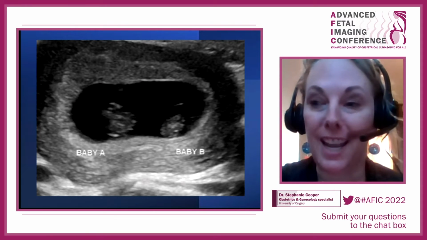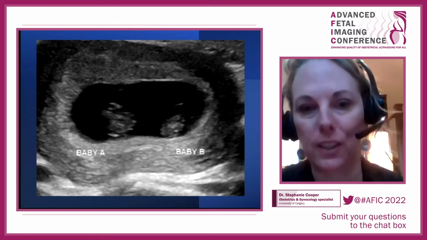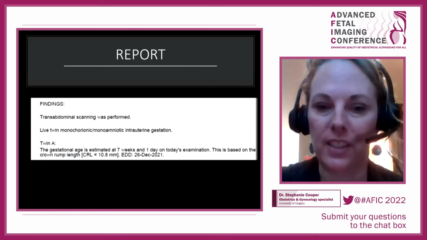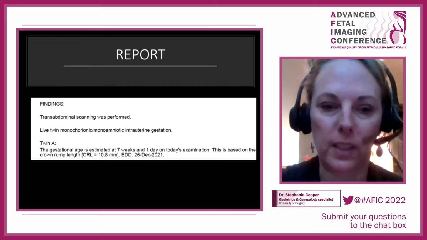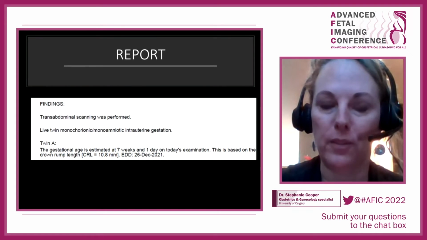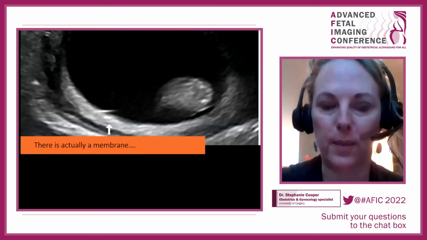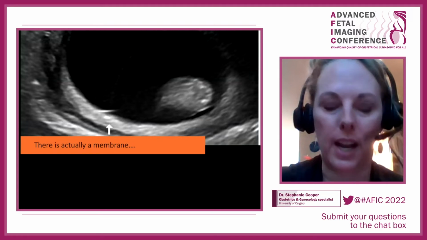They say A and B, and again, you're supposed to say 1 and 2, but everybody says A and B still. And notice the due date, this was not a while ago. This was last year. Live monochorionic, monoamniotic gestation. But remember what I said, under 10 weeks, you can't determine for sure if it's monoamniotic. There actually is, if you looked up close, a membrane there.